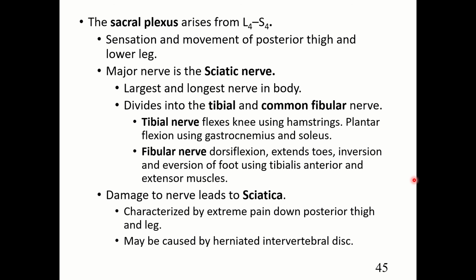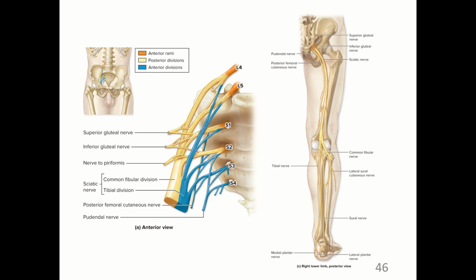Let's look at the tibial nerve first, which flexes the knee using the hamstring and does plantar flexion using the gastrocnemius and soleus. So plantar flexion, if you remember, is basically standing on your tippy toes. So this is the tibial nerve, and it innervates the gastrocnemius and the soleus, and then standing on your tippy toes is going to be plantar flexion.